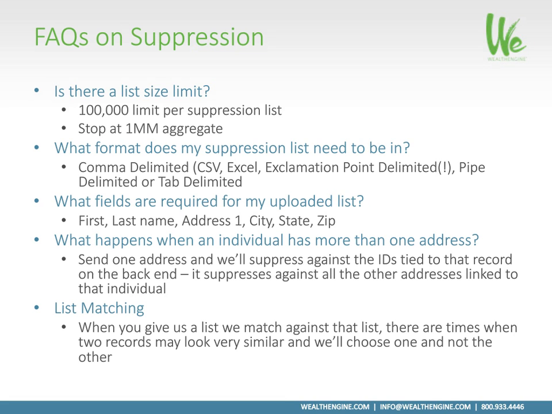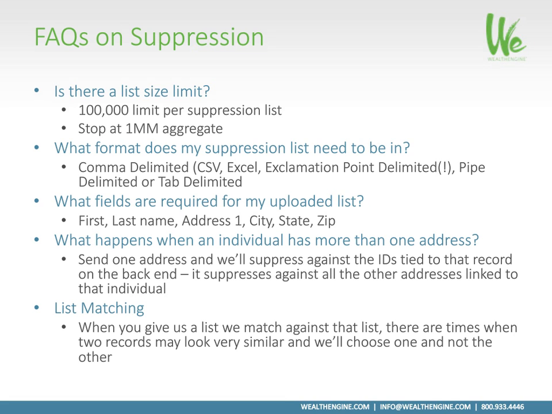The fields that we require for any uploaded list that's going to be used for suppression are the first name, last name, address one, city, state, and zip. So very basic: your name and address information in that list. That's what we need to actually use in the search and suppress against those records.